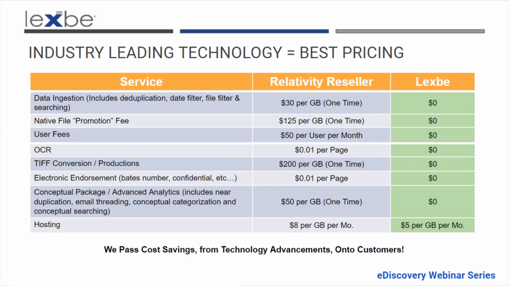We also don't charge user fees, so you can have as many users as you need at no additional cost. Relativity recently eliminated their user fees, so we'll see how that impacts the reseller community. We also have 7 different user permission levels to help keep your data secure. We don't nickel and dime you either with OCR or electronic endorsement fees per page. We also have highly advanced analytics integrated into the platform at no additional cost, and we're able to deliver savings on the hosting costs too.